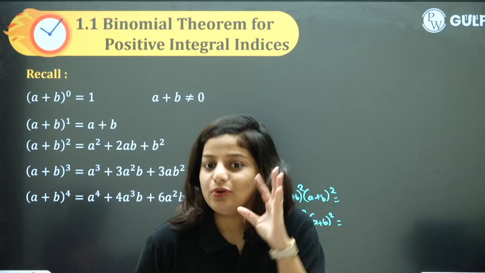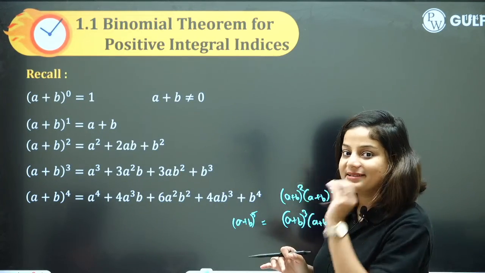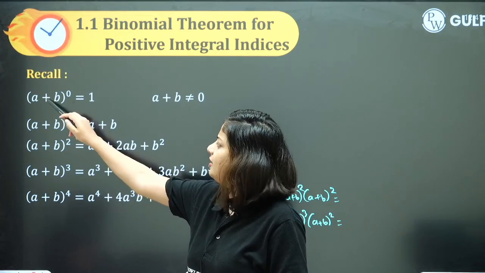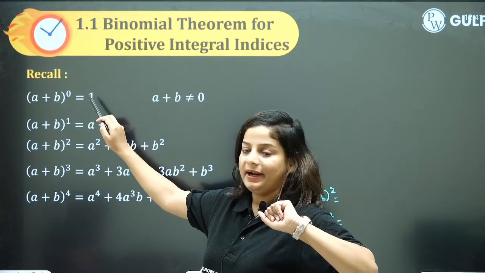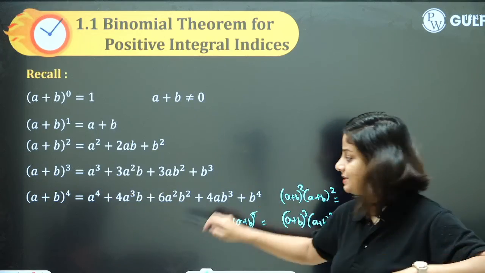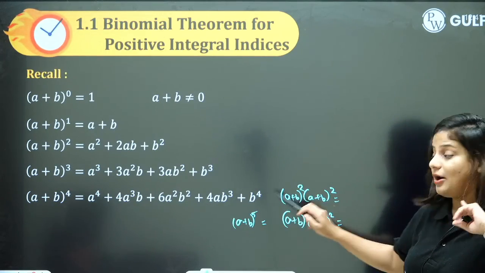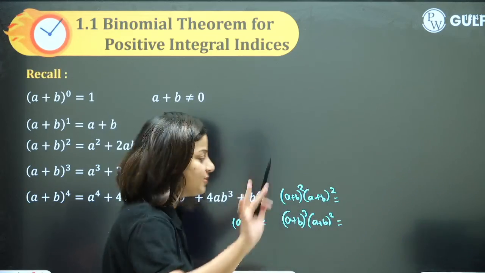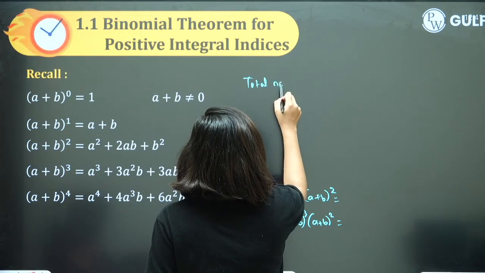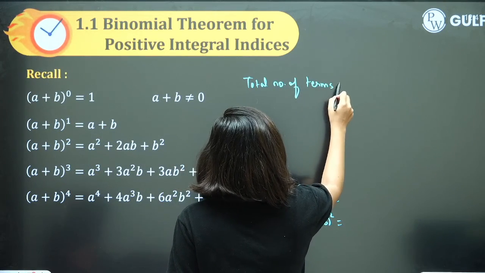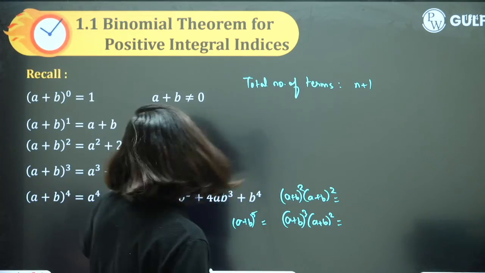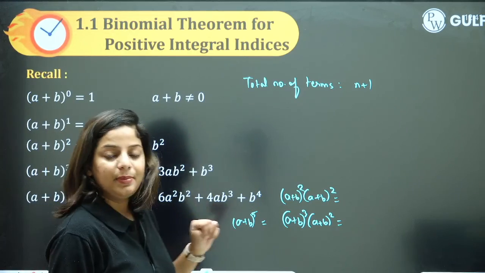Yes, observation. What Pascal did was observation. He observed that if the power is 0, there is only one term. If the power is 1, 2 terms. Power is 2, 3 terms. Power is 3, 4 terms. Power is 4, 5 terms. If the power is 5, then you can guess there will be 6 terms. So the total number of terms is always one more. If the power is n, there is always one extra term than the power. That's the total number of terms.